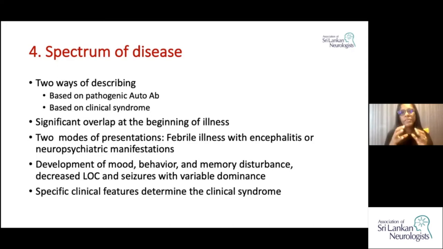But beyond that, as the stages become established, you could clearly define that there can be two modes of presentation. You could have a febrile illness with an encephalitis-like presentation, or you could have mainly neuropsychiatric manifestations as the presenting feature. So your multi-stages become more established. And then you find that eventually most of these would have effects on mood, behavior, memory, and of course, alteration of consciousness and seizures. And these would manifest in variable dominance depending on the clinical syndrome.